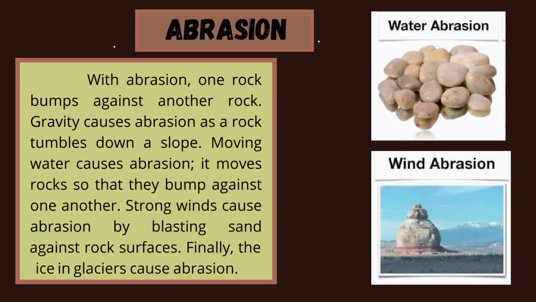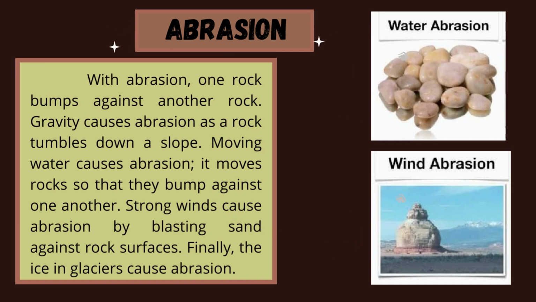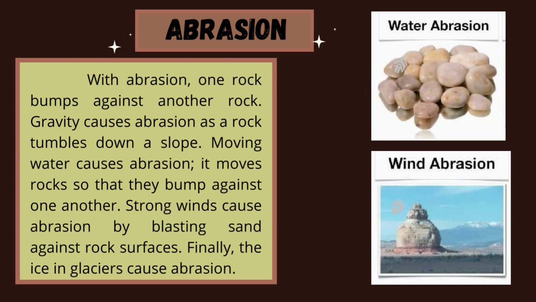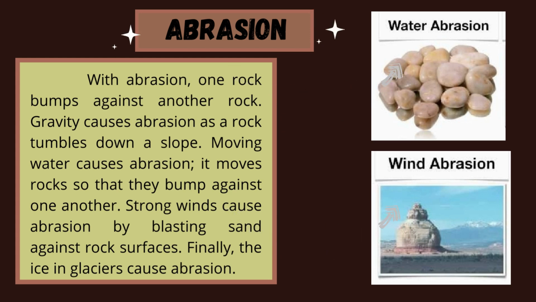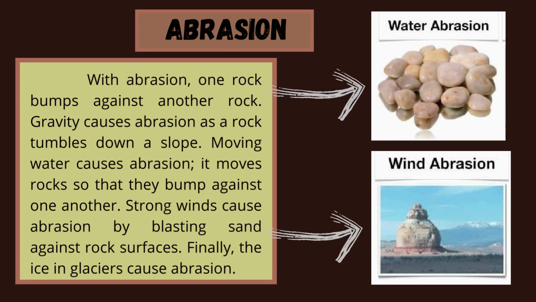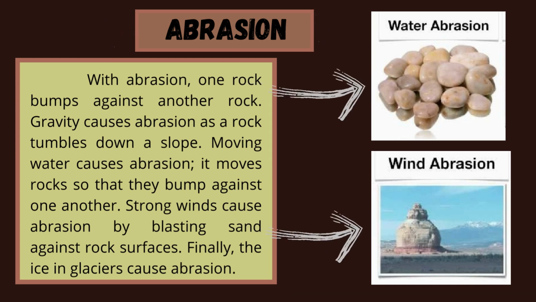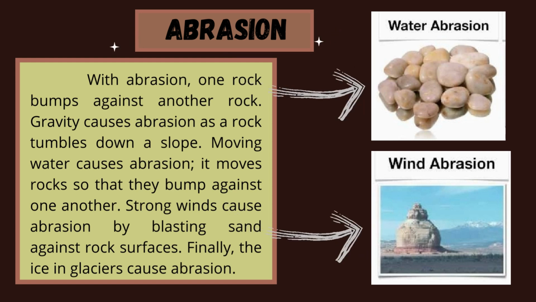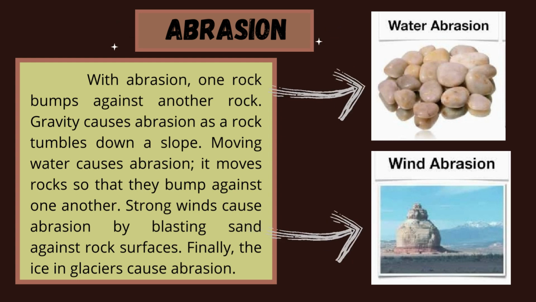Number 3, abrasion. With abrasion, one rock bumps against another rock. Gravity causes abrasion as the rock tumbles down a slope. Moving water causes abrasion. It moves rocks so that they bump one another. Strong wind causes abrasion by blasting sand against rock surfaces. Finally, the ice in glaciers causes abrasion.